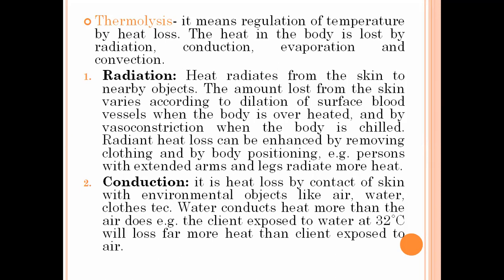Heat radiates from the skin to the nearby object. The amount lost from the skin varies according to dilation of blood vessels when the body is overheated, and by vasoconstriction when the body is chilled. Radiant heat loss can be enhanced by removing clothing and by body positioning. Example, a person with extended arms and legs radiates more heat. So what is radiation? Radiation is a transfer of heat from your skin to a nearby object.